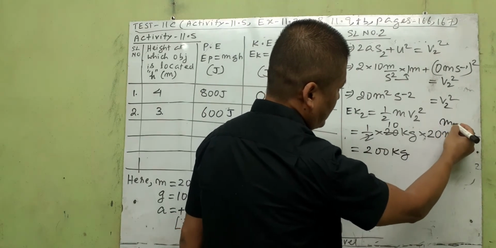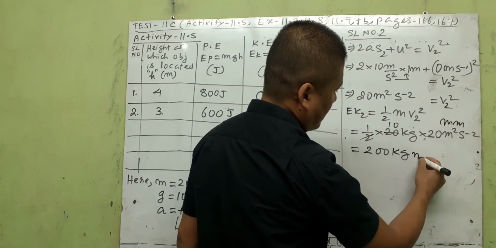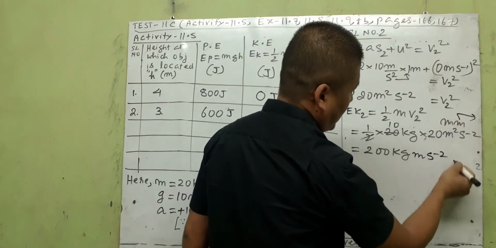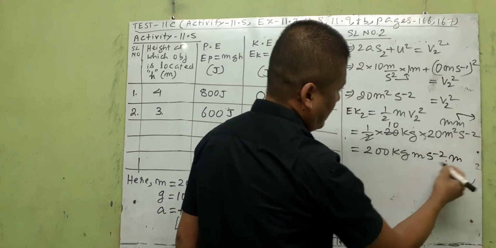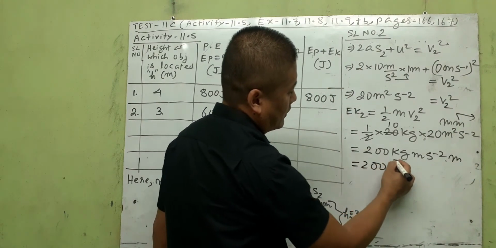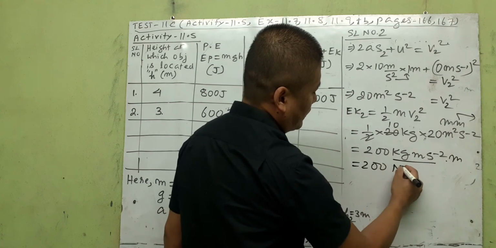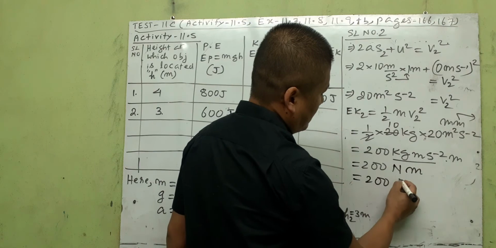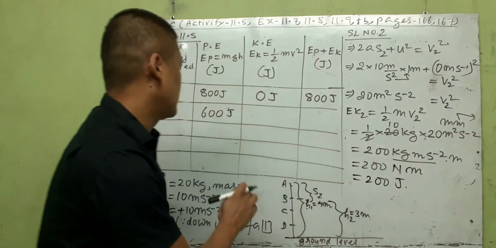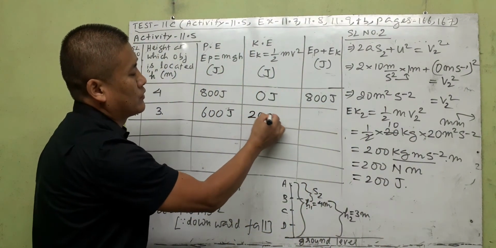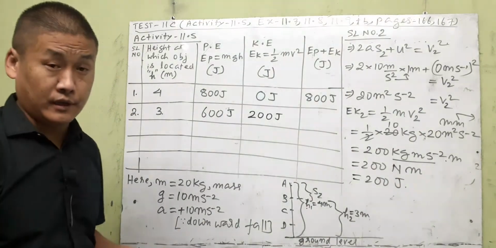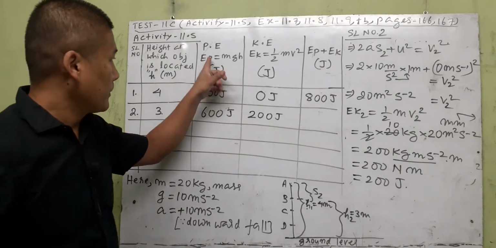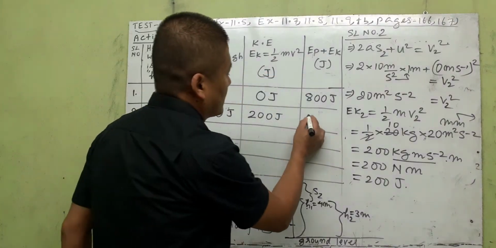Now meter square means double meter is there. Take 1 meter per second square and shift this one at the back, meter. Then we're going to get here 200. This kg meter per second square we know by now is Newton, and here meter, so this is 200 joules. So kinetic energy in serial number 2 is 200 joules, proving that the law of conservation of energy is true. Again, 600 plus 200, EP plus EK is coming out same.